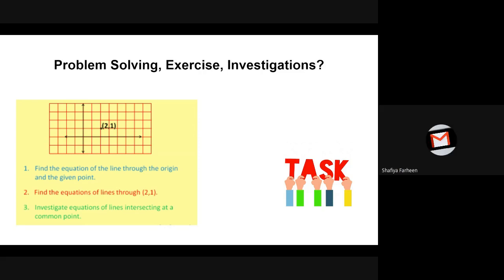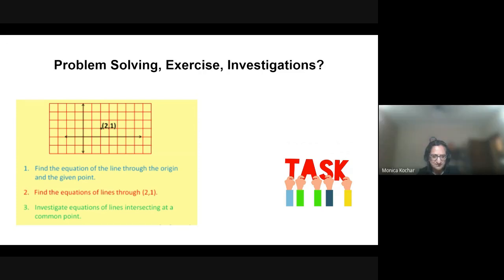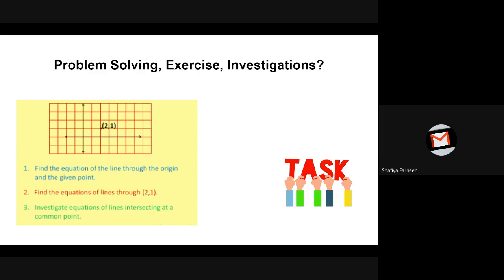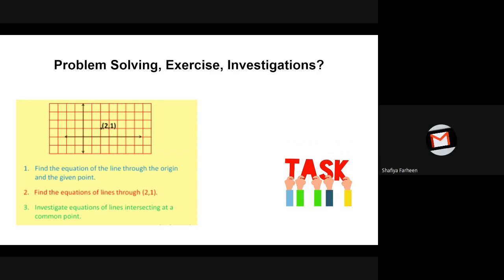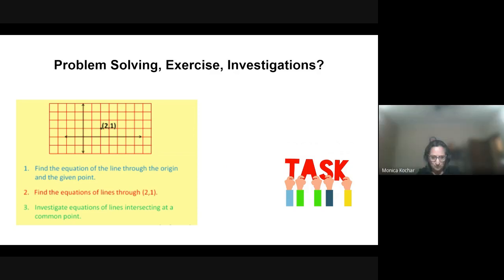Okay. I feel the second one is the typical question, ma'am. Typical. Okay. What about the first one? First one, like it is not open-ended. Yeah. But it is investigative. Okay. And what about the third one? Investigate equations of lines intersecting. It is open-ended. Open-ended. So yes. Actually, the first one is a typical exercise question where they say just find the equation of the line through origin and given point. So Purabhi, thank you.